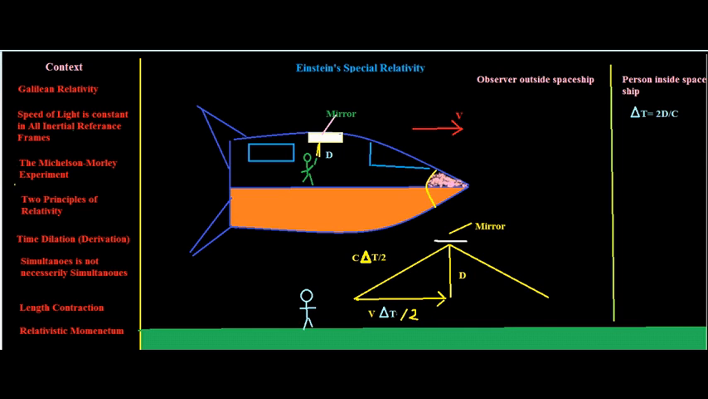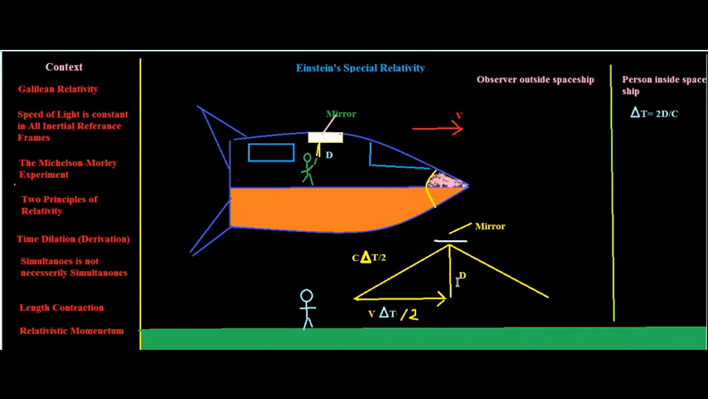So let's move on with the derivation for the time dilation. We know that for half the cycle, for the observer outside the spaceship, he sees the light go from the floor to the top of the mirror, and the distance traveled would be c Δt divided by 2. And for the velocity of the spaceship, the distance traveled after Δt would be v Δt divided by 2. And then this is just the distance from the floor to the top of the mirror, which is d.